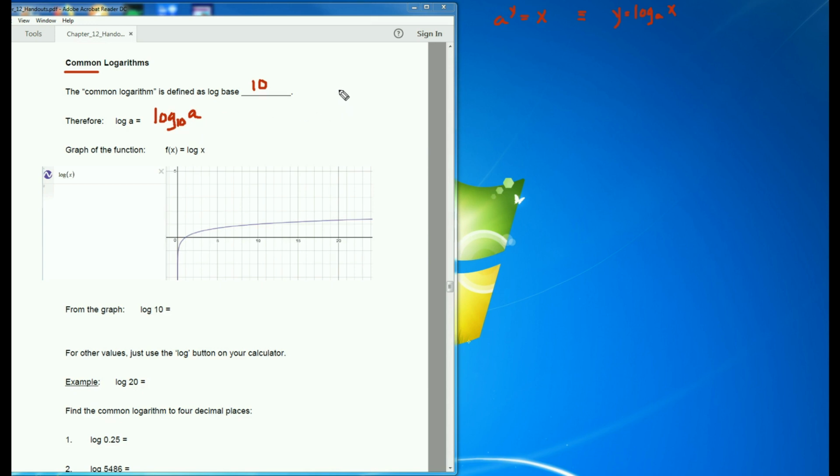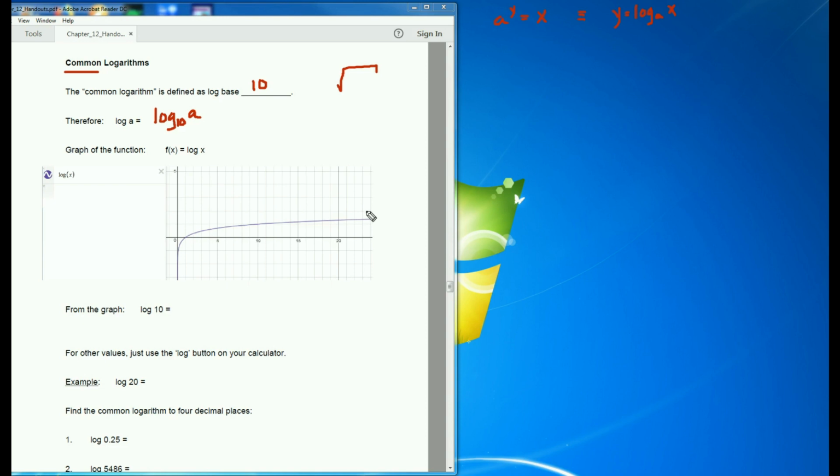It's kind of like when you write the square root symbol. If there's nothing written there, it's implied that it's a 2, that you're taking the square root. Again, it's just so common that we don't write the 2. We just use the square root symbol.